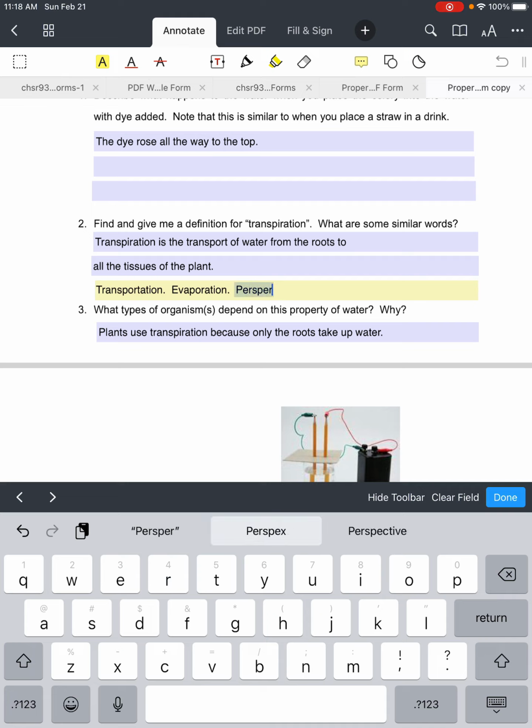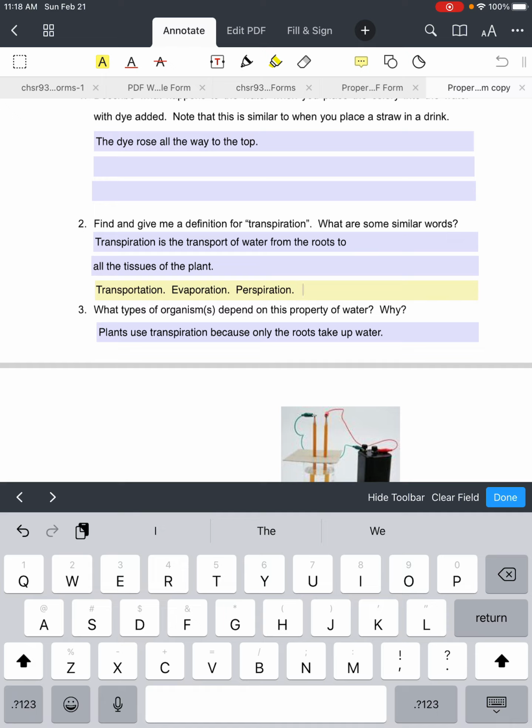Perspiration. I'm not sure how you spell it. There we go. Perspiration. And that's exactly what you have, molecules evaporating at the stems and the leaves and the petals. And as they enter the vapor phase, the next molecule moves into place and pulls it up all the way down to the roots. And what types of organisms depend on this property of water?